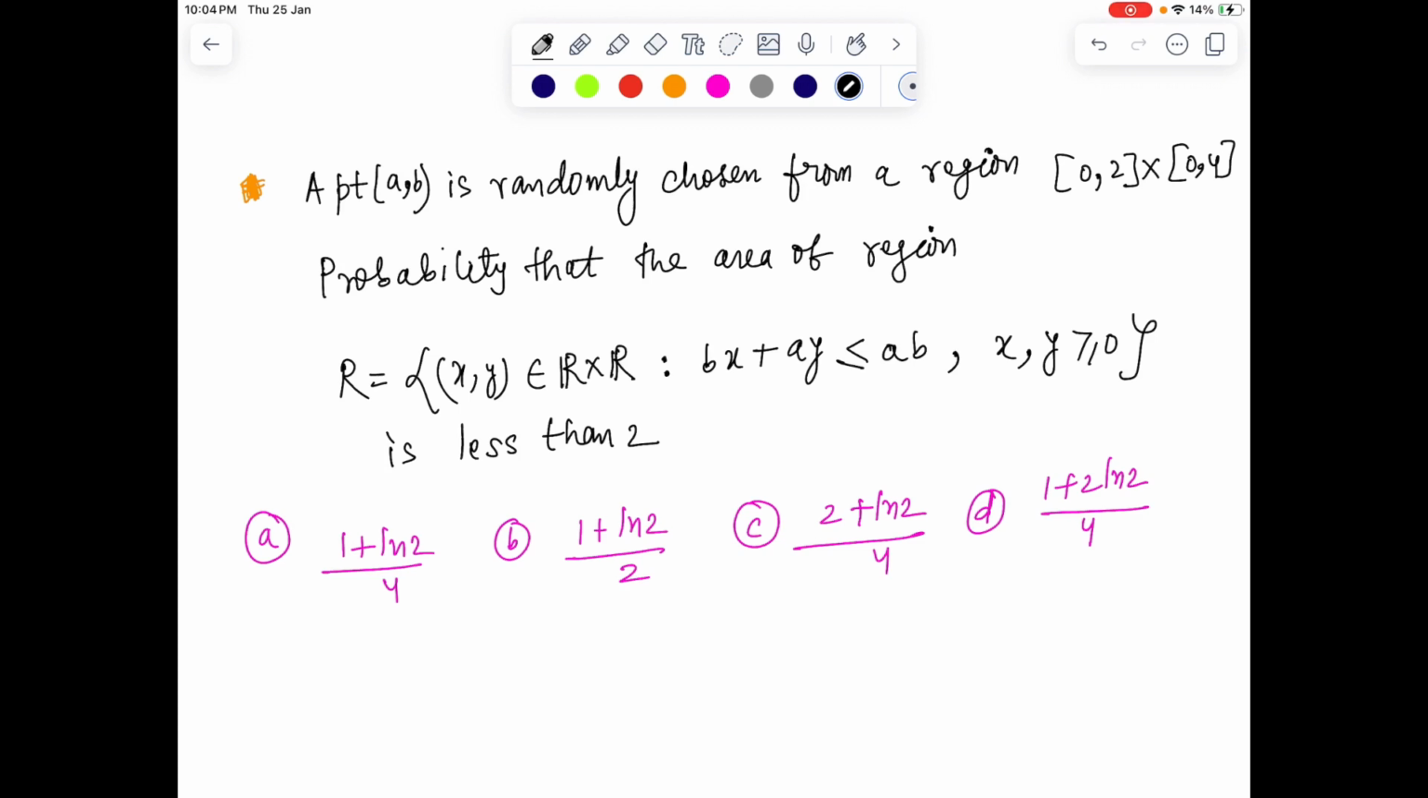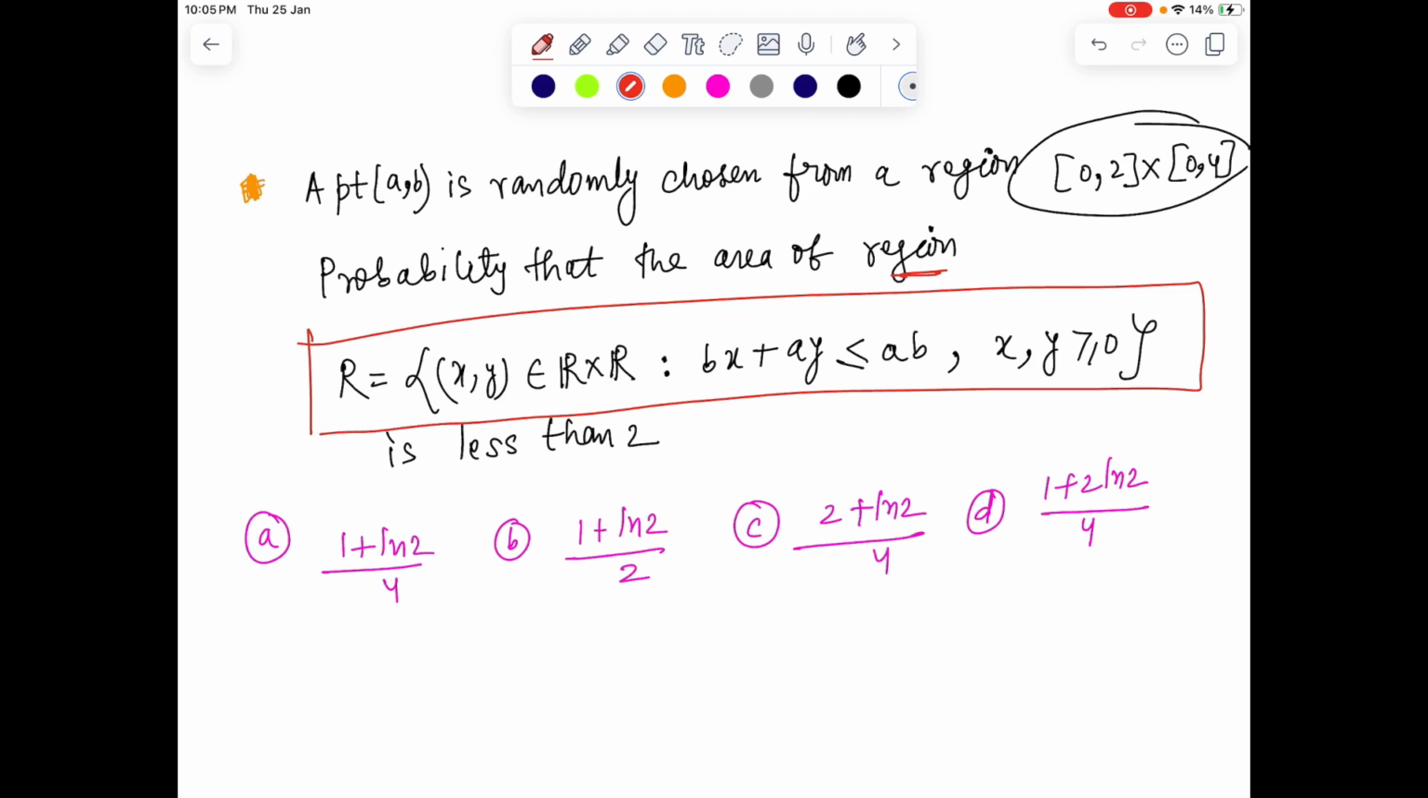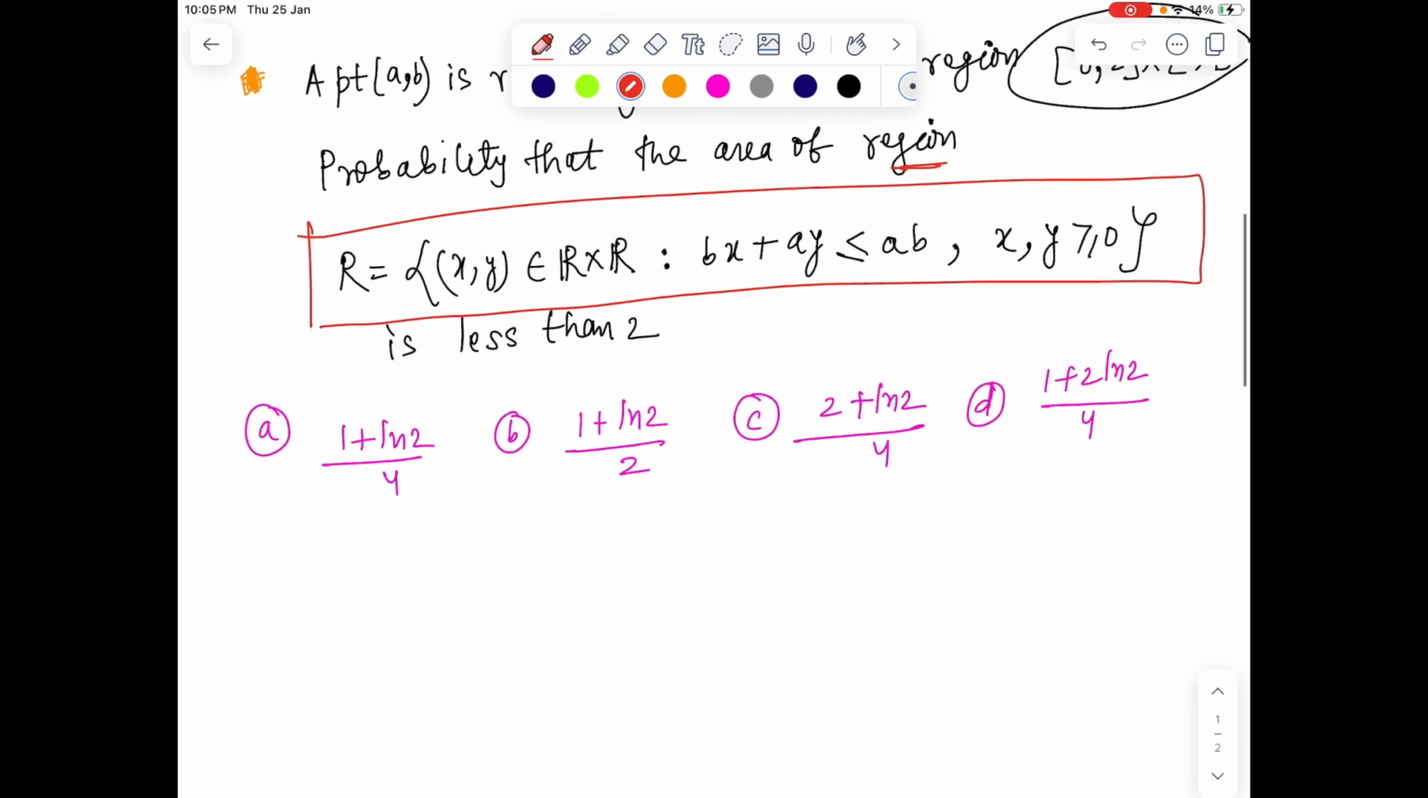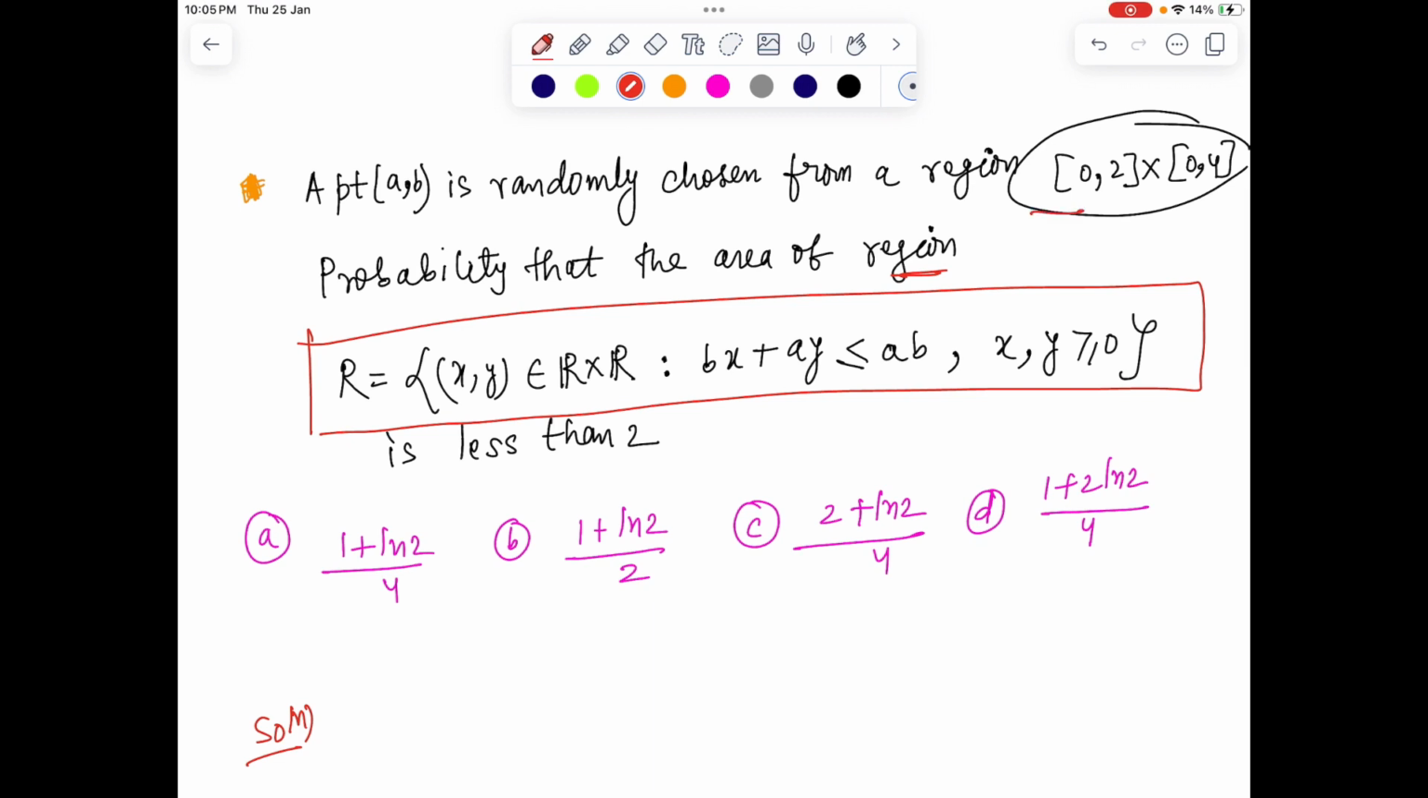A point (a, b) is randomly chosen from a region [0, 2] cross [0, 4]. I'll explain the meaning of this. What is the probability that the area of the region, which is given by this, is less than 2? Before we go further, let's understand the question. What does this region [0, 2] cross [0, 4] mean?